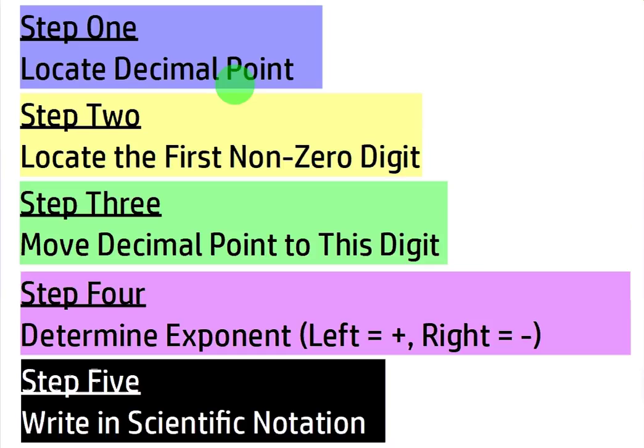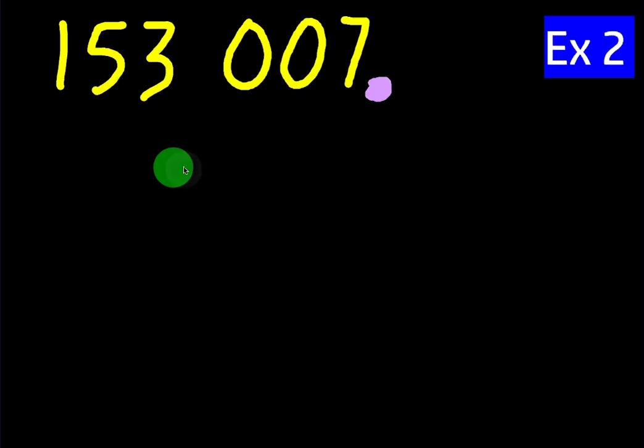Next step is to locate the first non-zero digit. Whatever number occurs first that's not a zero, reading from left to right, that's what we're locating. We can easily see it's just the first number, 1, right? 1's not a zero, so we'll underline that. That's our first non-zero digit.